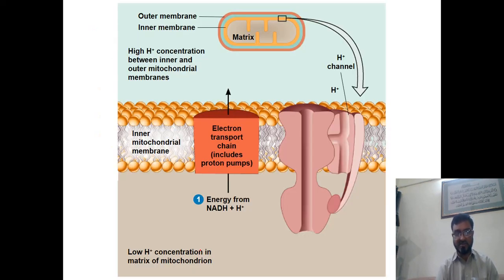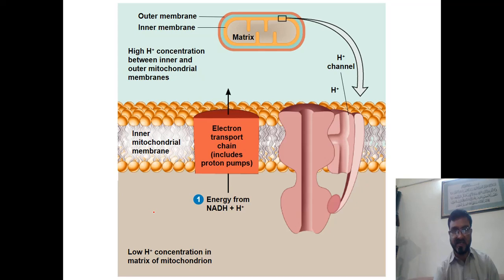So this is the picture describing the whole process of the electron transport chain. Look at this one. These are the hydrogen channels that are creating a gradient. This is the upper membrane of the mitochondria, this is the lower membrane of the mitochondria, and this is the membrane space between these two layers.